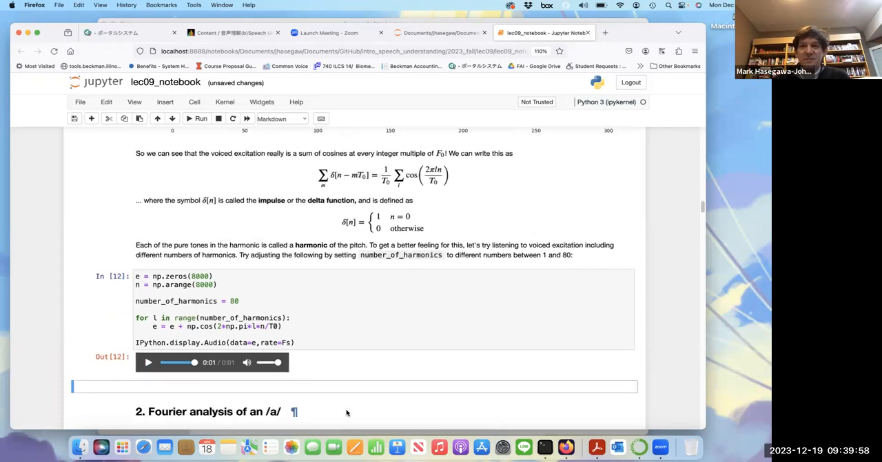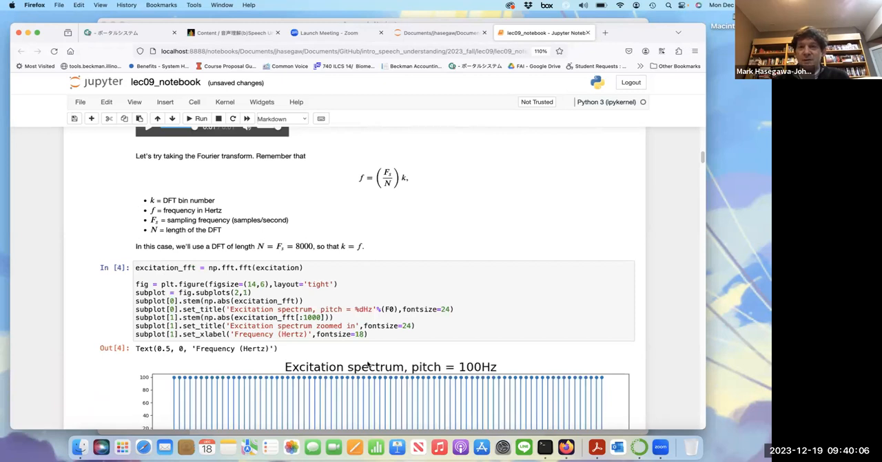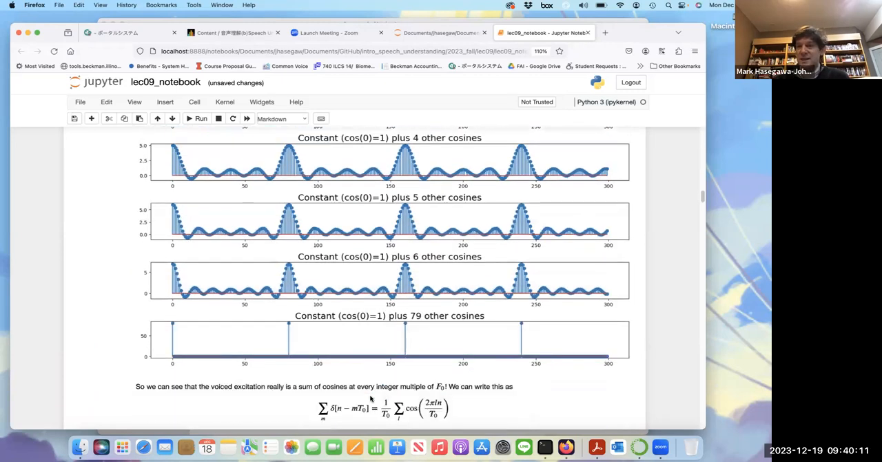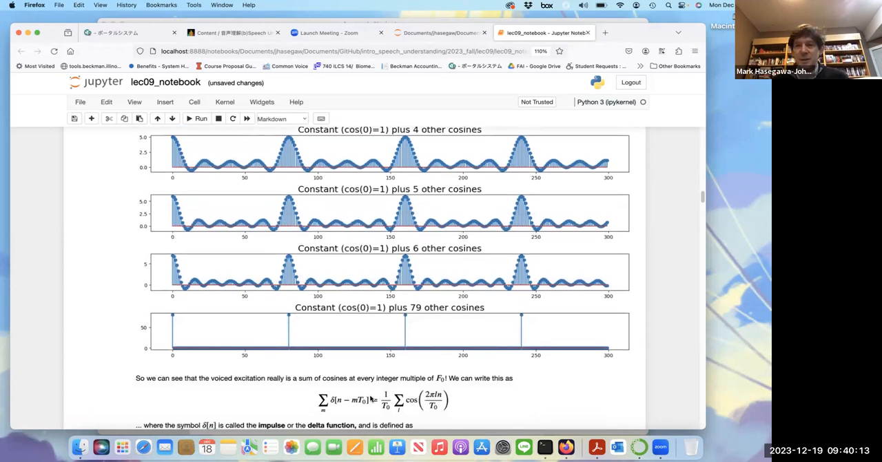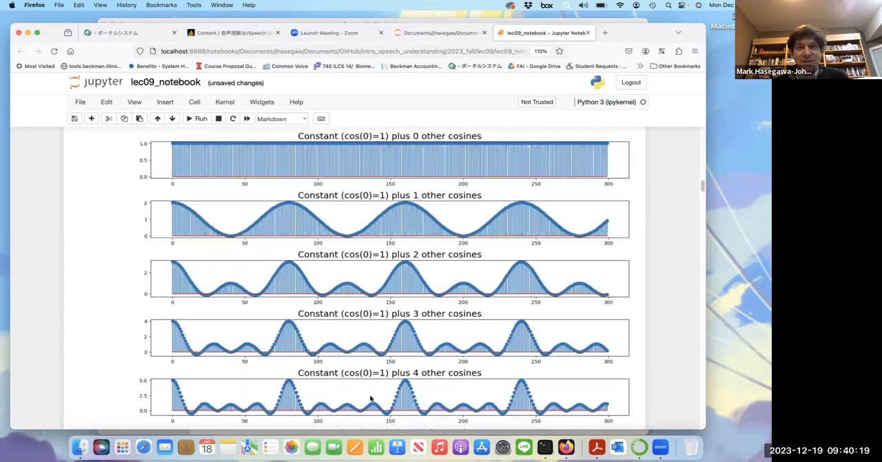And we discover that even though that buzz has this very simple form in the time domain, we can actually equate that with the sum of all of these different cosines being added together. And so that gives us this idea that all of speech can be analyzed using the Fourier transform in this way.